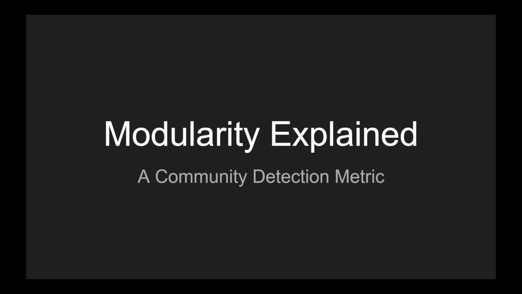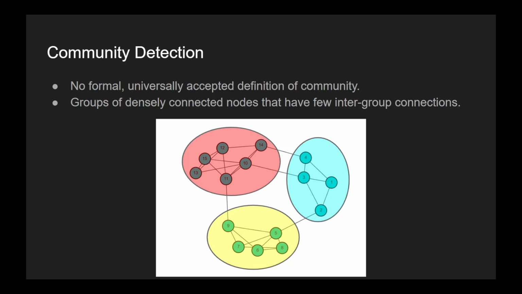Alright, this video is going to cover modularity, which is a metric used for community detection to determine how well the network partitions into modules. As a refresher, community detection is the process of partitioning a graph or network into groups of nodes such that within a group those nodes are highly connected, but across the groups there's few connections.